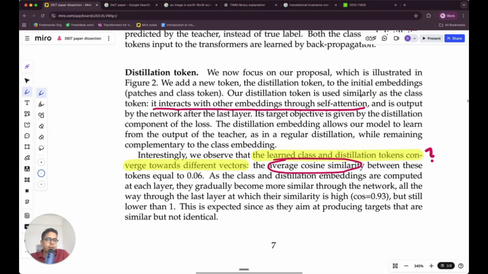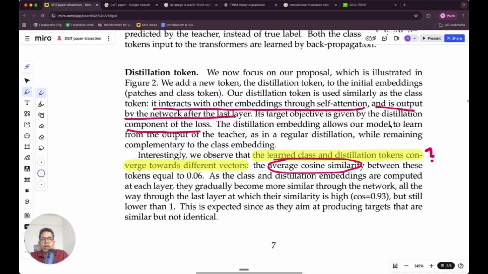What do we mean by other embeddings? Other embeddings means there are other patches. There are n plus 2 tokens: n for the image patches, one for the class token, one for the distillation token. They all interact with each other through self-attention, and the distillation token is output by the network after the last layer. Its target objective is given by the distillation component of the loss. So the loss has two components. One is the loss due to the class token. One is the loss due to the distillation token.